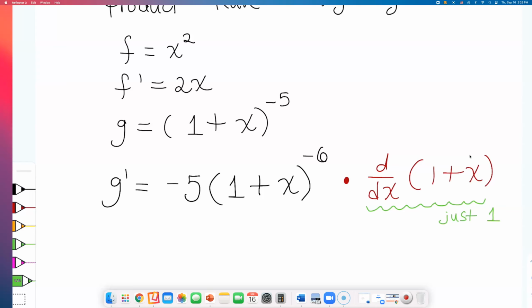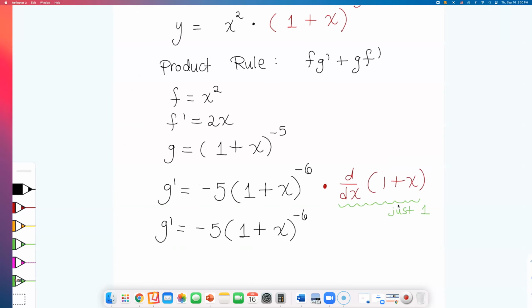So you know how sometimes people make a mistake, but they still get the right answer? That could have happened. Even if you forgot to multiply by the derivative of the inside function, you would have been okay. Why? Because the derivative of the inside function just comes out to be 1. So multiplying by 1 doesn't really change anything. So I'll say g prime is simply negative 5 times 1 plus x raised to the negative 6 power.